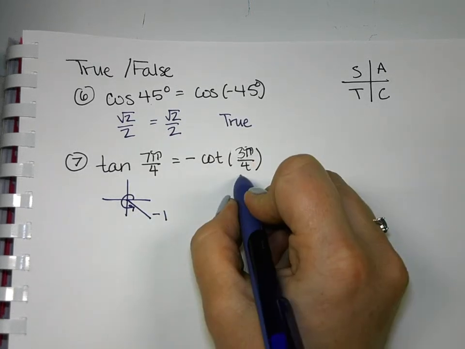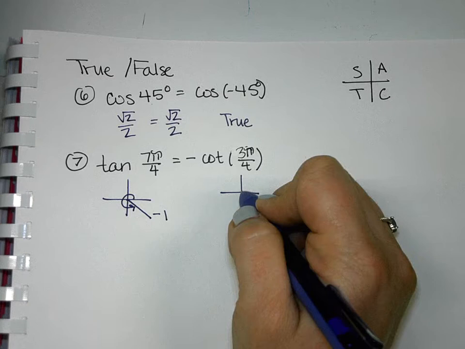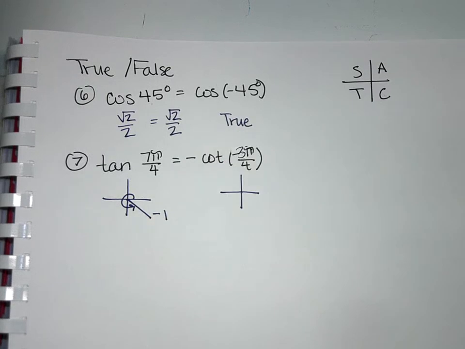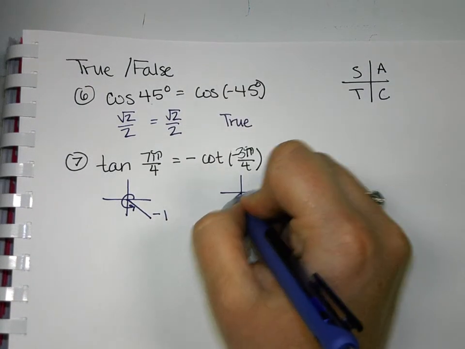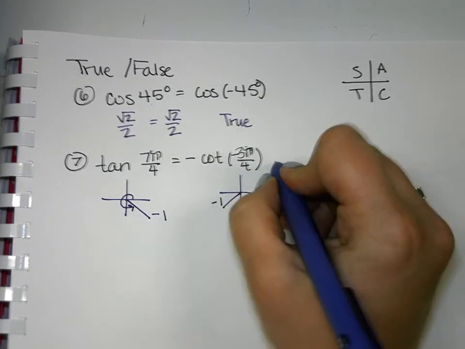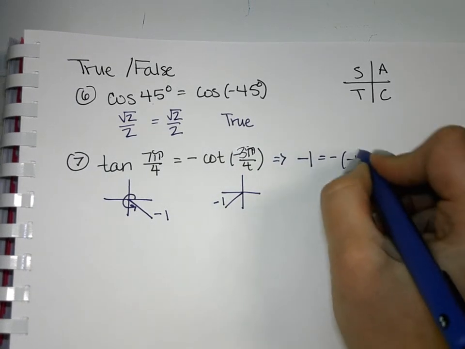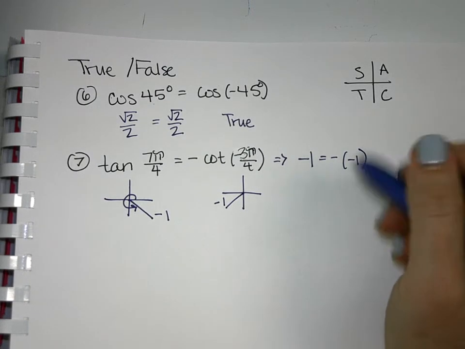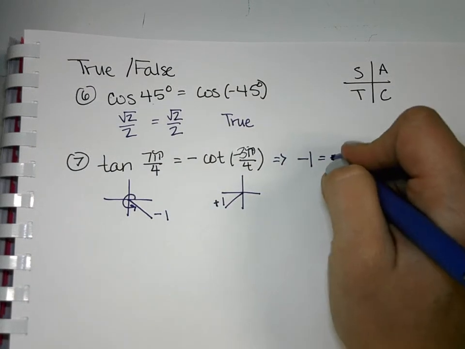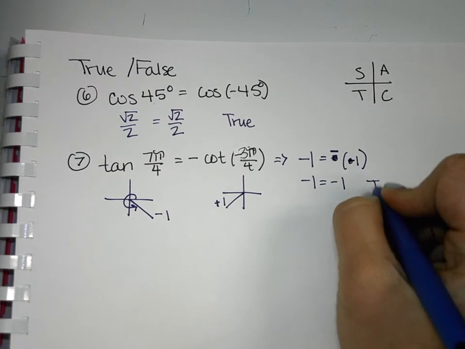And then over here, cotangent of 3 pi over 4. Sorry, it should have been -3 pi over 4. It ends up being down here, which again is negative, so we'll have -1. Whoops, sorry, this is +1 because it's tangent. So we have the negative and then the 1 on the inside. When I plug these in, does -1 equal -1? Yes, so it's true.